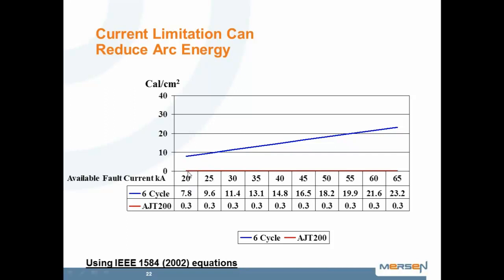The contrast here is the red line at 20,000 amps available fault current is flat all the way up, 65,000 actually, would be extended up to its maximum interrupting rating. With a circuit breaker with a fixed 6-cycle delay, the incident energy would go up with the available fault current.